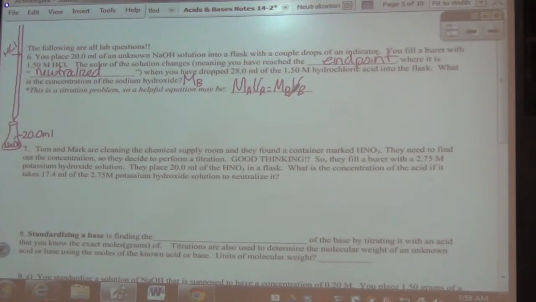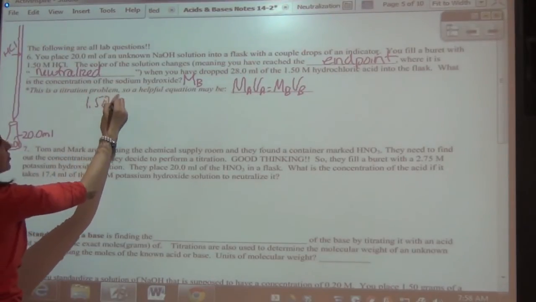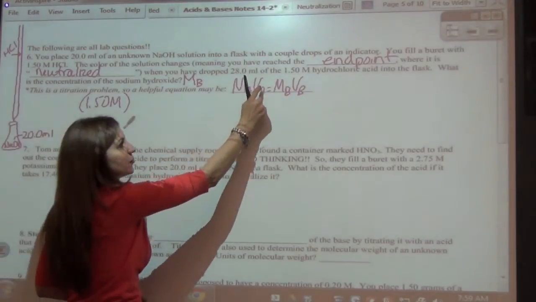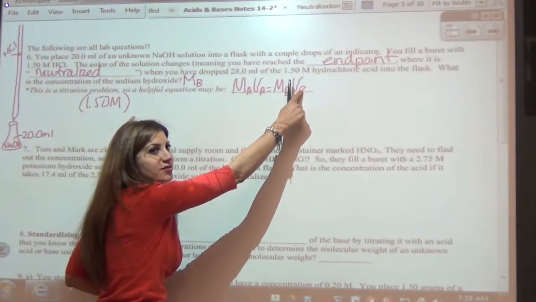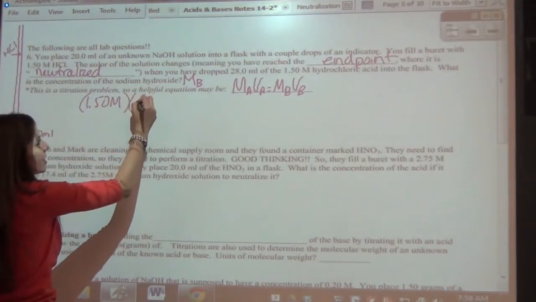Okay, so let's fill it in. What's the molarity of the acid? Do we know the molarity of the acid? Yeah, very good. 1.5 M. So 1.50 molar is your acid's concentration. Do we know the volume of the acid? And the acid's what's in the burette. Do we know how much acid it took to neutralize it? 28 milliliters. Awesome. Now again, realize that if you use milliliters here, you're going to get milliliters there. If you were looking for moles, then you would want it in liters. But in this case, we can use milliliters.